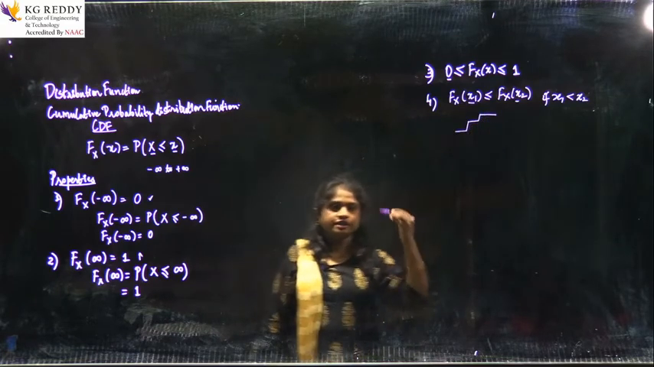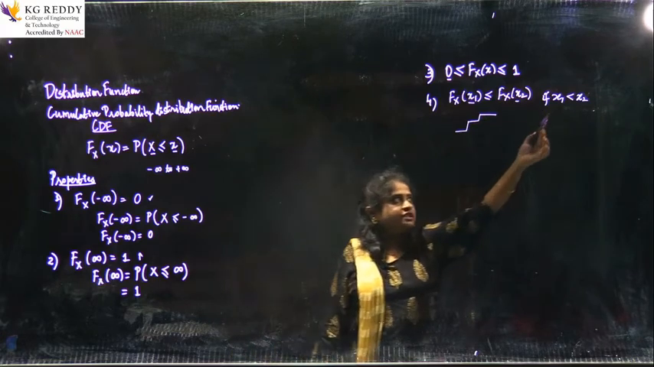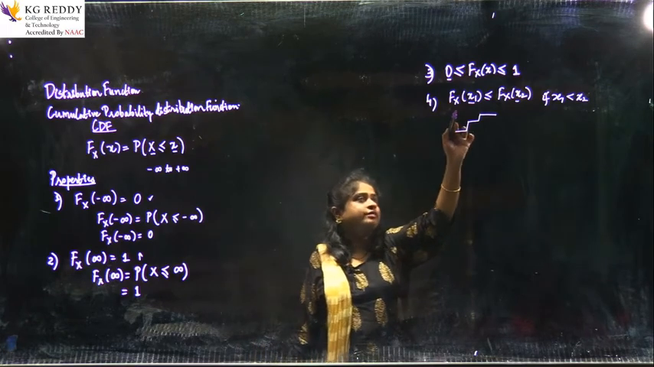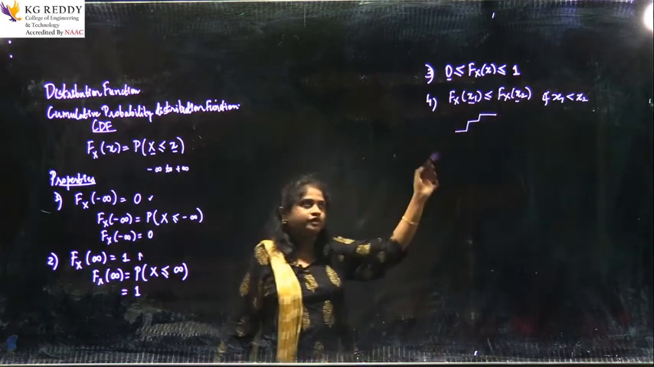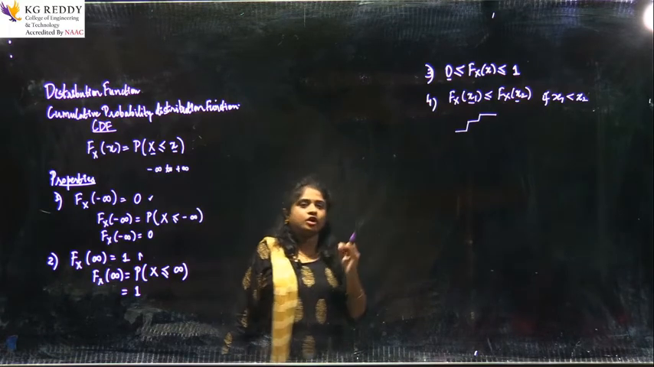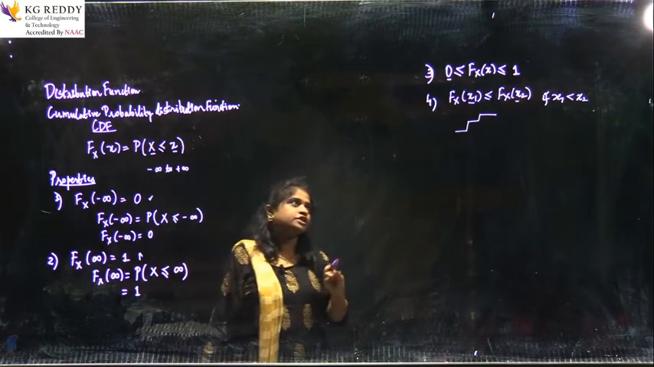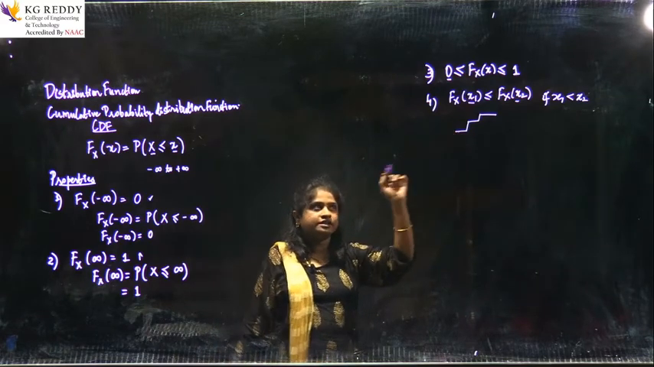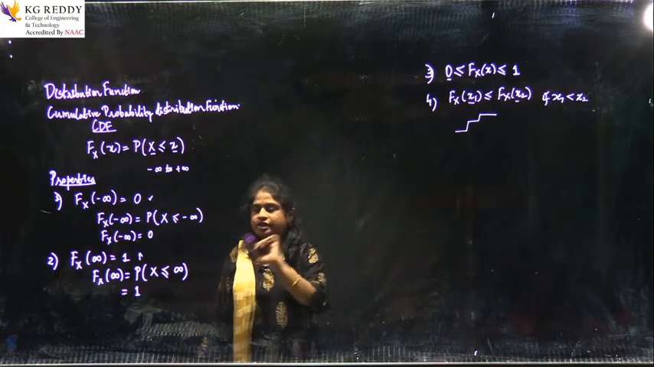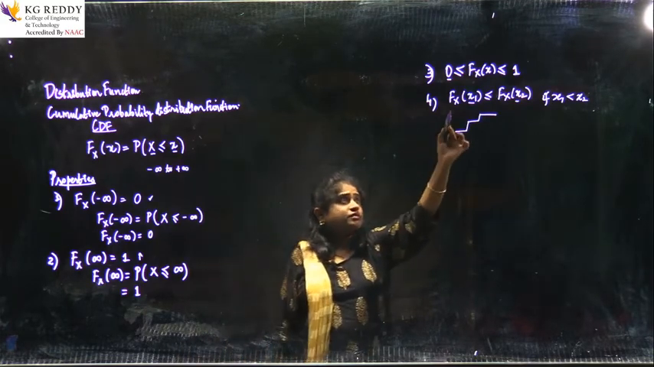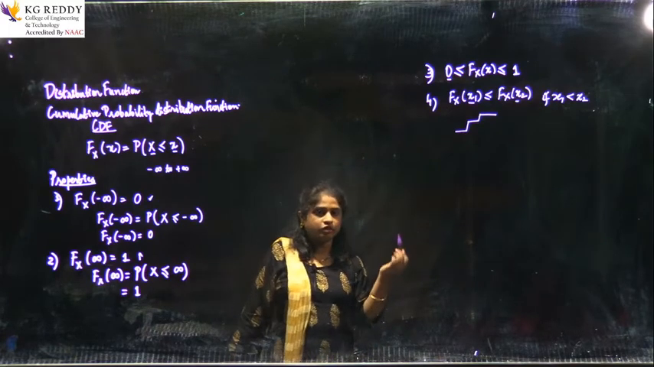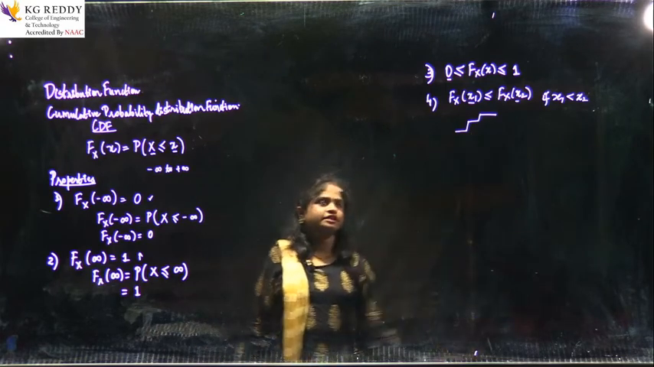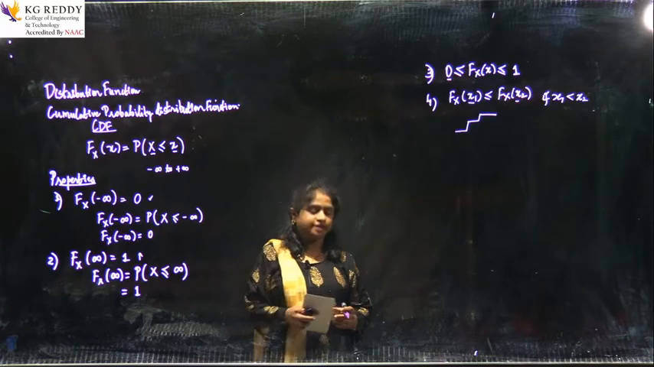It is increasing monotonically. When x1 is increasing to x2, the distribution function is also increasing from f(x) of x1 to f(x) of x2. So we call the cumulative distribution function a monotonically increasing function. Stepwise it will be increasing. We will see this with the example problem. So f(x) of x1 will always be less than or equal to f(x) of x2. This shows that it is an increasing function.